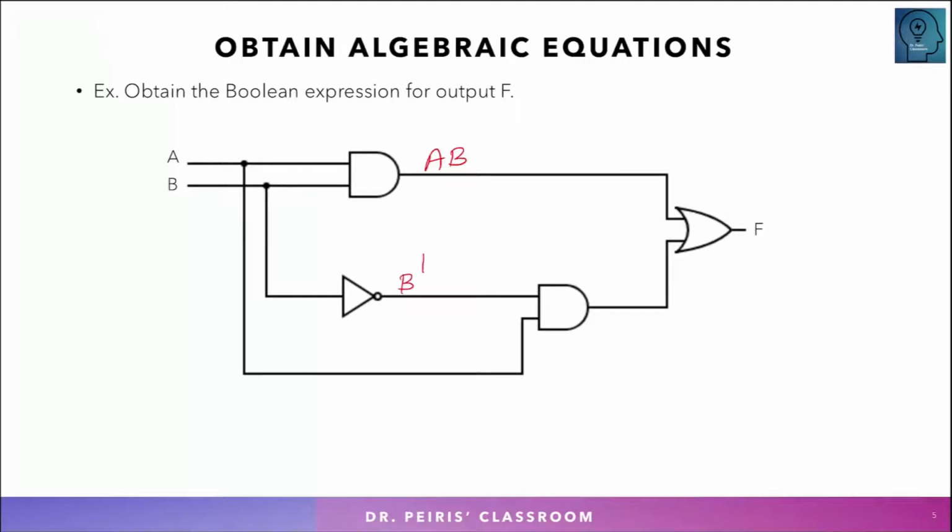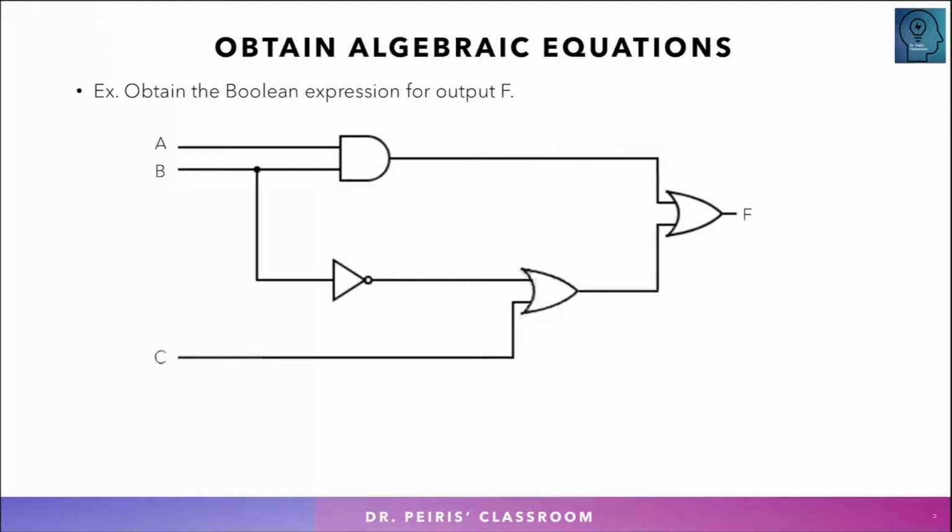And the next one is an AND gate. What is connected to this AND gate? B prime, and this is connected to A. So A and B prime are connected to the AND gate, so it is written as AB prime because it is an AND gate. Now at the end we have an OR gate. What goes into the OR gate? AB and AB prime. So this is AB OR AB prime. This is the final expression for the output F.